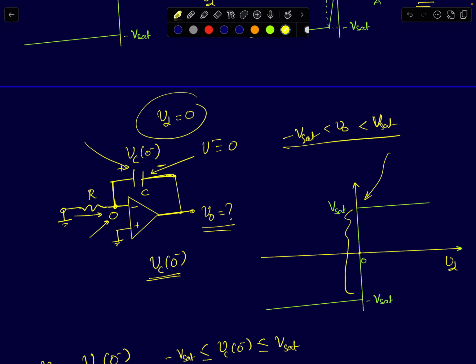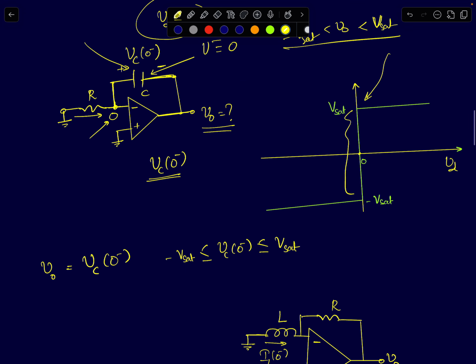If you are given the initial condition, then your output voltage will be equal to minus of Vc0 minus. It will be because the output voltage is measured at this point, and I have treated the capacitor's plate connected to the inverting terminal as the positive plate. That's how I'm measuring Vc of 0. So V0 of 0 minus will be equal to minus of Vc0 minus.